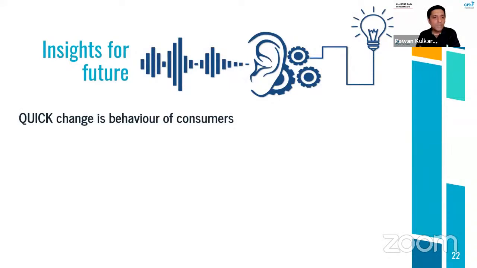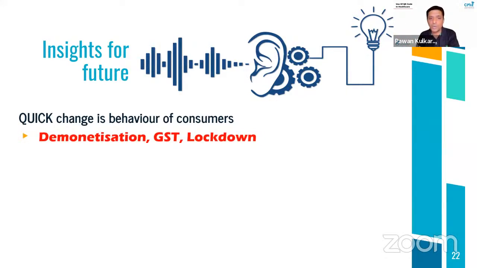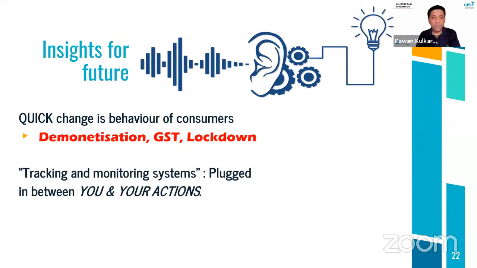Some insights, quick. There is a very quick change in behavior of consumers, whether demonetization, GST, or lockdown. People have accepted a lot of new things. Tracking and monitoring systems: when you use a QR code, all the tracking and monitoring systems can be plugged between you and your actions.